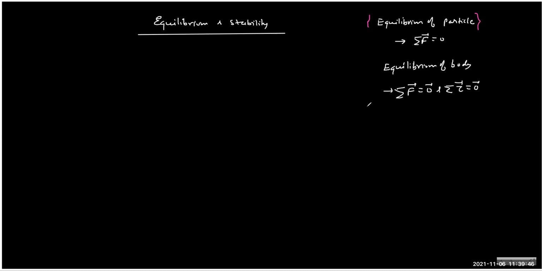Sir, what is that summation tau? Summation of tau is torque. So don't worry, torque I have explained in the chapter of vector, but in case you don't remember, don't worry, we'll discuss again in the chapter of rotational.